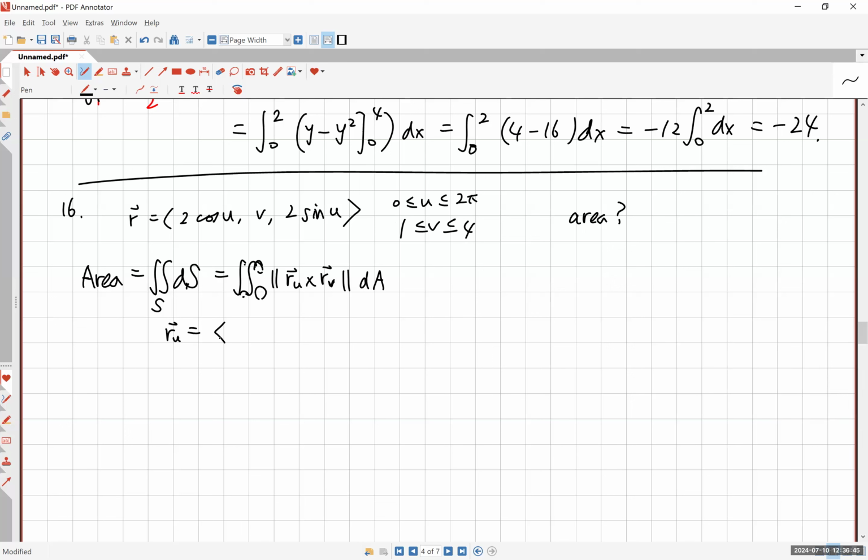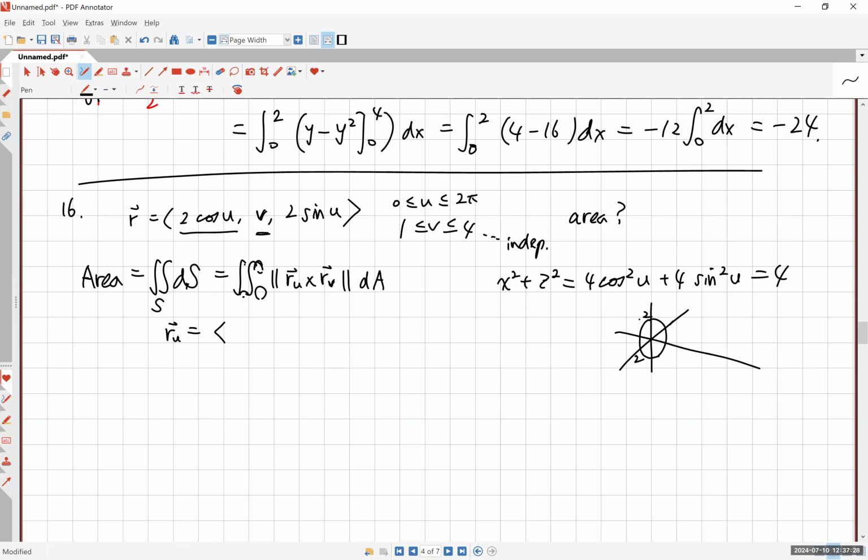Oh, by the way, should I draw this first? Yeah, you're supposed to sketch this, so maybe you should sketch this first. The thing you should notice here is this is X, and this is Y. Y is independent. V does not appear in X or Z. So Y is independently going from 1 to 4. But X squared plus Z squared is 4 cosine squared U plus 4 sine squared U, which is actually 4, right? And so that will give you a what? Well, if Y is 0, this will give you a circle of radius 2, like this.